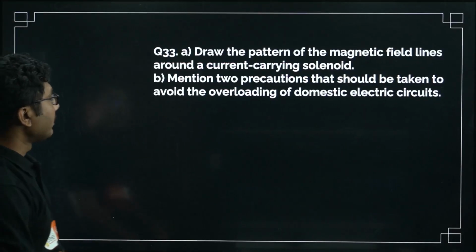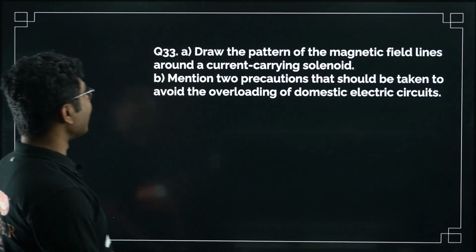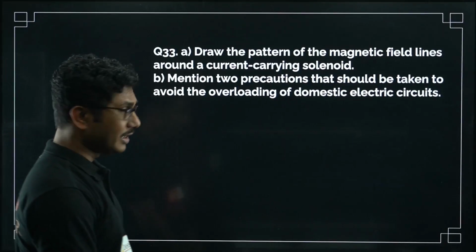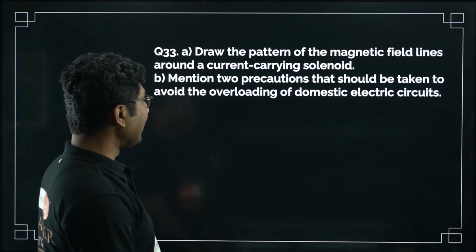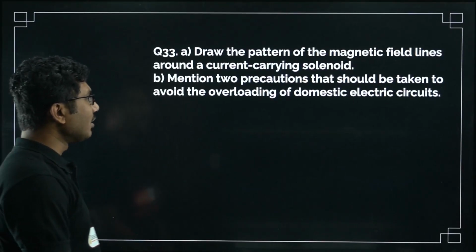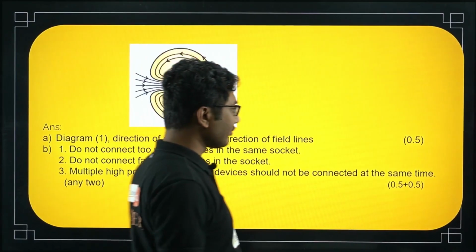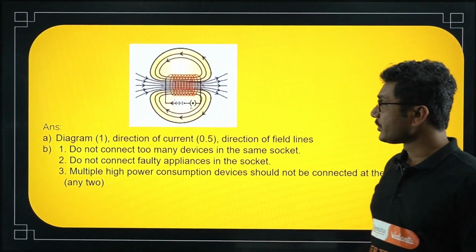Now question number 33: draw the pattern of magnetic field lines around a current carrying solenoid. Mention two precautions that should be taken to avoid the overloading of domestic electric circuit. Easy question, this is the easiest question from all the three questions that we have seen.